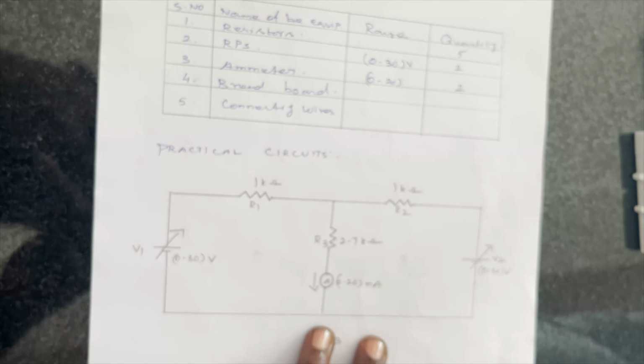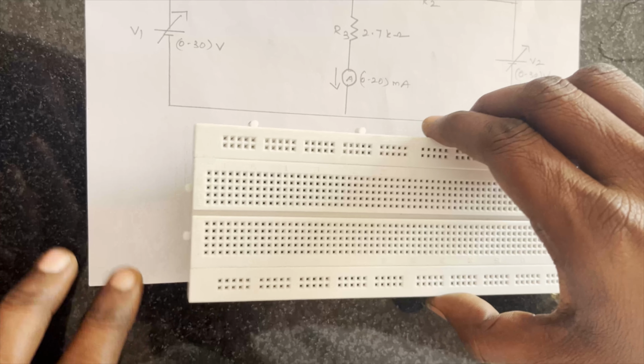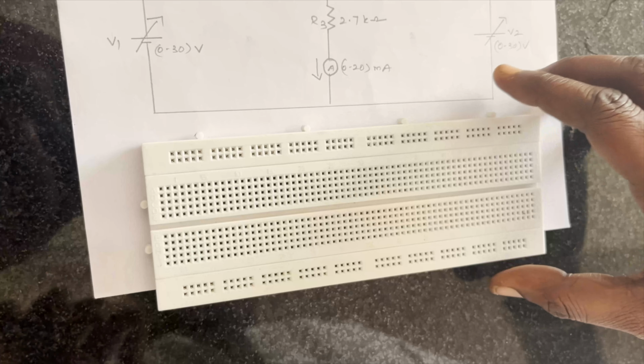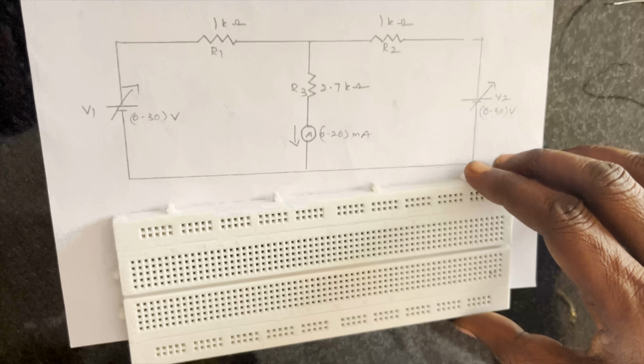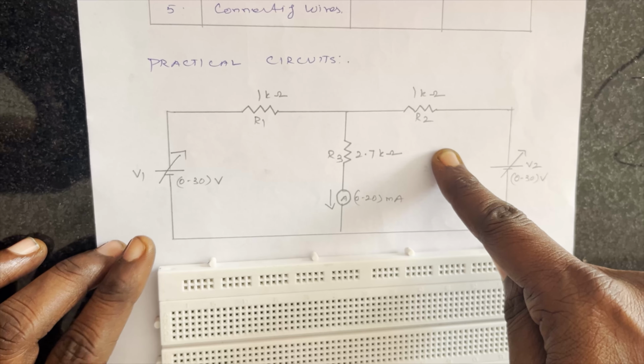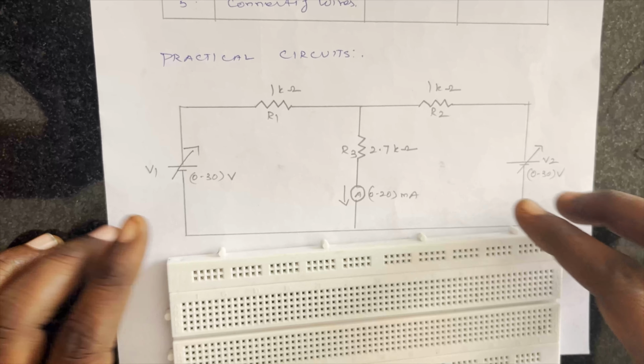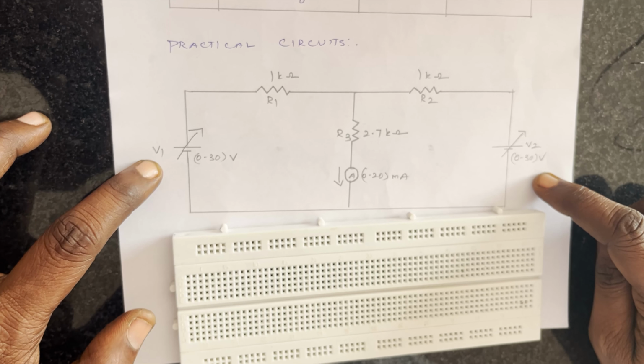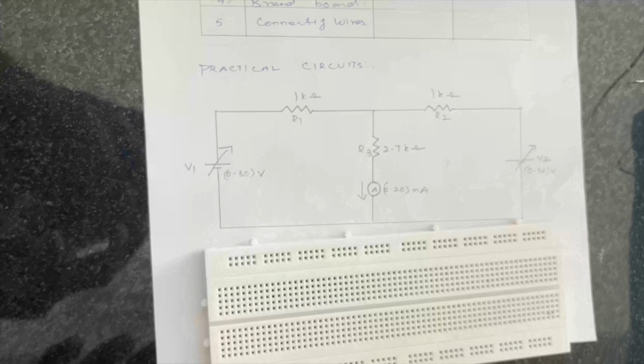Now we move on to the experiment operation. Now I have to move to the circuit connection. So this is the circuit connection. See here: R1 1 kilo ohm, R2 1 kilo ohm, R3 2.7 kilo ohm, then 2 RPS are available, V1 and V2, then only one ammeter. Here RPS 1, here RPS 2, then the ammeter. Now we have to go for the circuit connection.